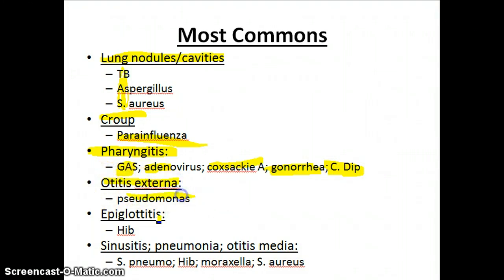Otitis externa, definitely Pseudomonas. Epiglottitis, definitely Haemophilus influenza B. Sinusitis, pneumonia, or otitis media, remember in these orders right here, okay? Most common cause is going to be strep pneumo, then HIV next, then Varicella zoster, okay? Staph aureus. If all else fails, Staph aureus is probably the reason for something. Staph aureus can cause a whole host of things, including mastitis. All right.